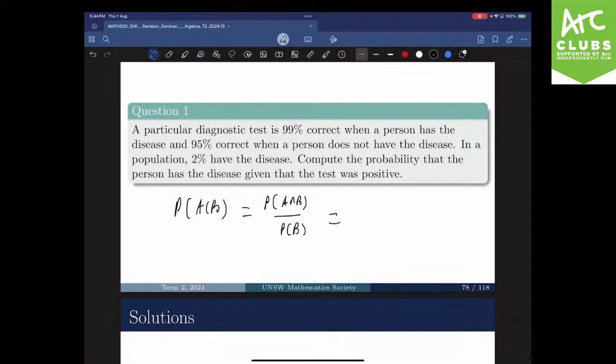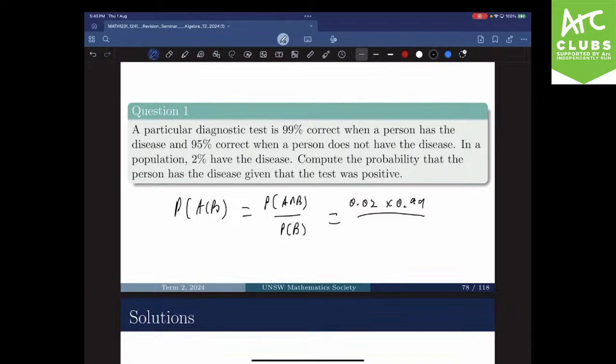If I want to find the probability of A and B, that means I want to find the probability that someone has the disease and tested positive, right? Only 2% of the population have the disease, which corresponds to 0.02, right? And the person also needs to test positive for A and B, right? So that should be 0.02 times 0.99 over the total probability of a positive test, right?